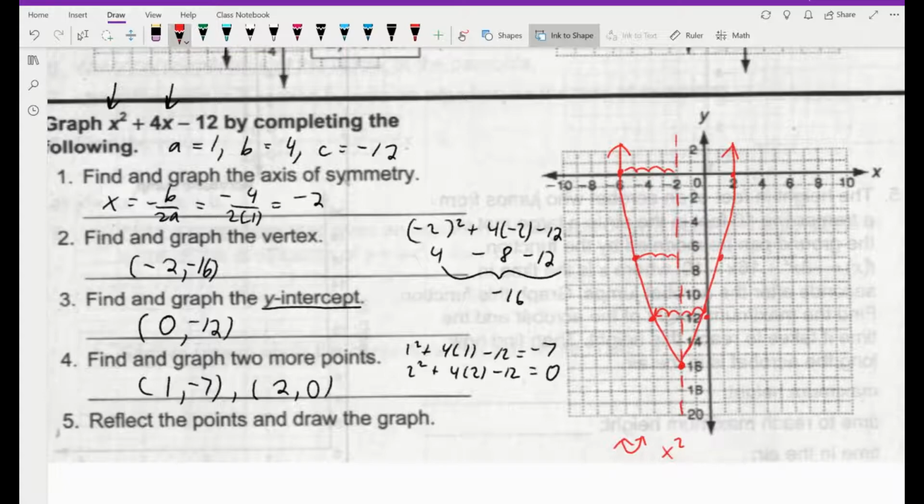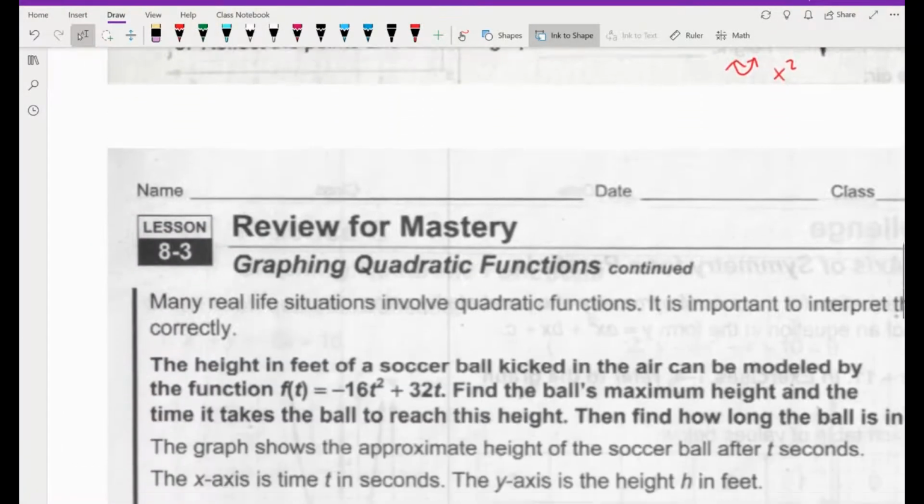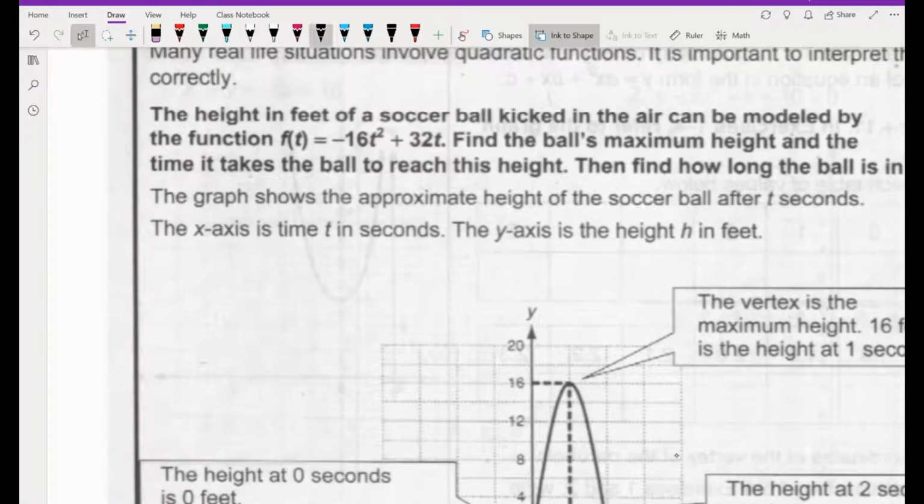And here's our parabola. Now let's look at the other worksheet here, or the continuation of the mastery. Now we're going to be working on some application. We're going to have a word problem. It says here the height of a soccer ball kicked in the air can be modeled by negative 16t squared plus 32t. Pay attention to this negative sign. This means the parabola will be opening down.